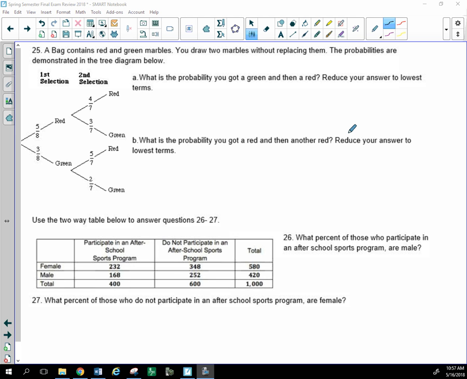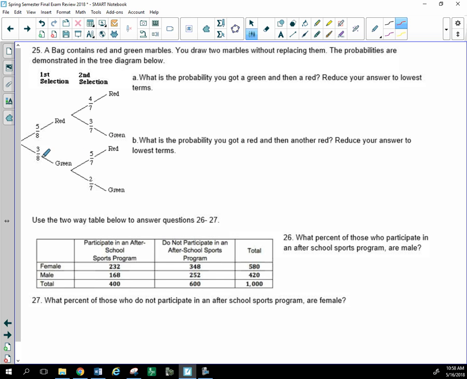Hello, welcome back. We're going to continue with number 25 and 26, 27, and they are dealing with probability as well. So this is just looking at different types of probabilities, and in this first one here, we are looking at a tree diagram. And they're asking us what is the probability that you got a green and then a red. Reduce your answer to the lowest terms.